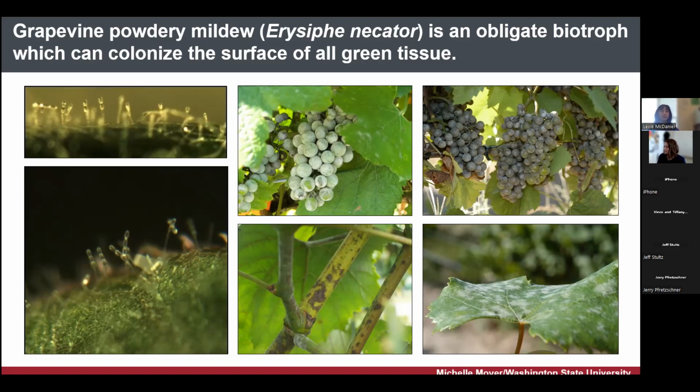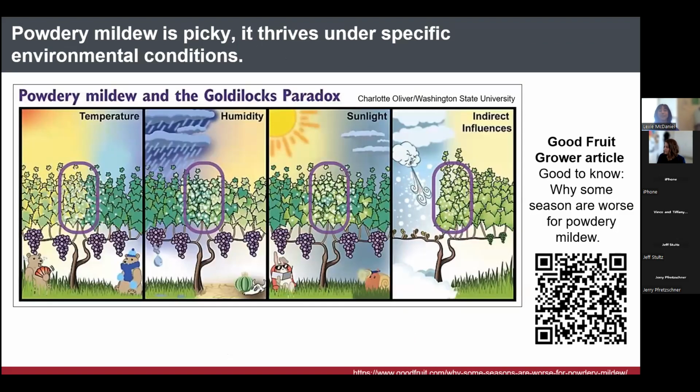So understanding the biology, how it grows on the surface, can really help inform how we treat for it in the vineyards and how to apply those new technologies. As I said, the majority of the fungal pathogen is on the plant surface, making it highly exposed to ambient or manipulated environments. This graphic here and that QR code, if you scan it with your phone, will link you to a Good Fruit Grower article authored by Charlotte Oliver, and she created this really cool picture that's really informational and describes how powdery mildew thrives in specific environmental conditions, and it really truly is a Goldilocks.